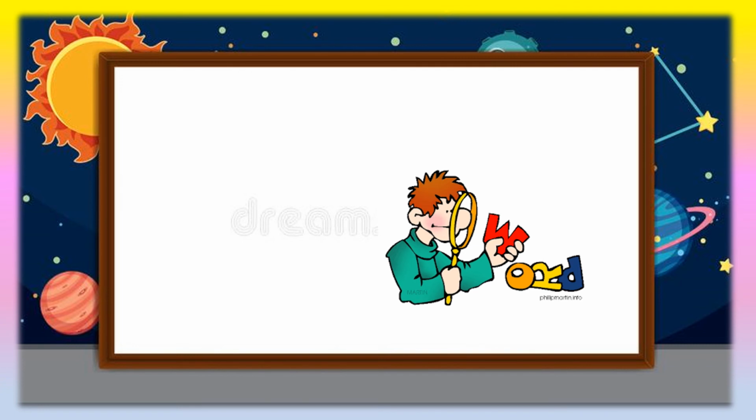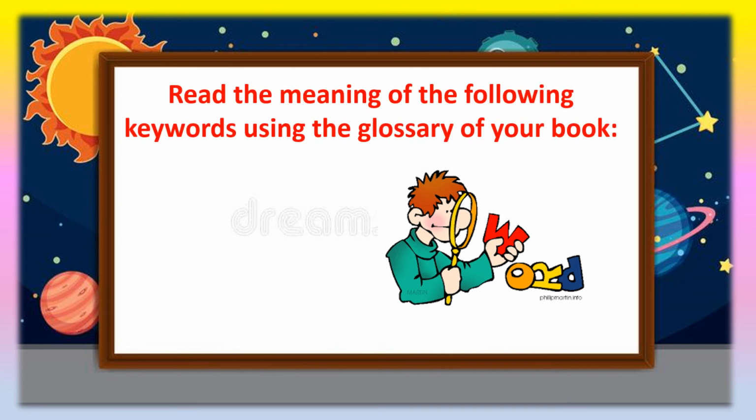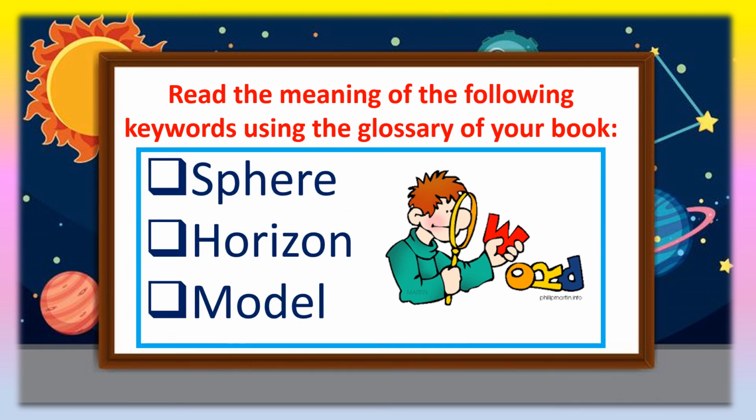Before we proceed to our lesson, you will read the meaning of the following keywords using the glossary of your book. The keywords are sphere, horizon, and model. So you need to read the meaning of the following keywords using the glossary of your book so that you will be able to understand the concept of our lesson.